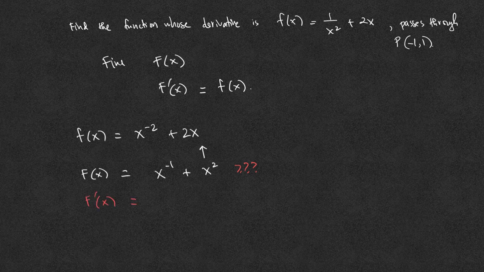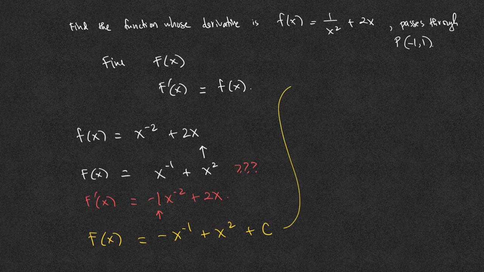F prime of x is -1 x to the -2 plus 2x. Almost the same, except for that negative sign. And so how do we correct this so that we don't have the negative? We can start with f of x equals -x to the -1 instead. And don't forget to have a plus c, an arbitrary constant.